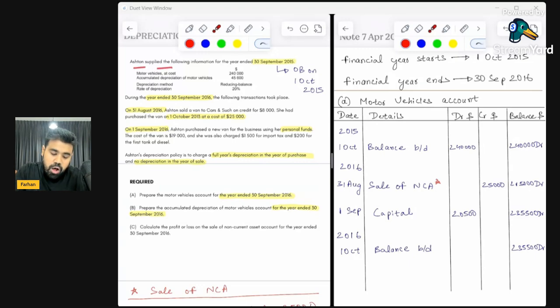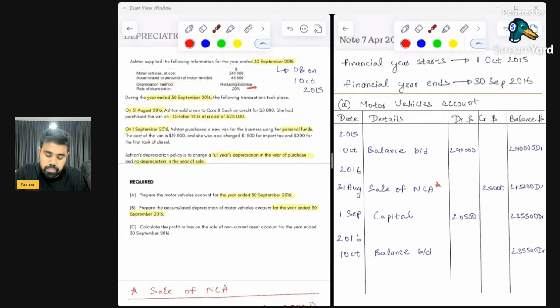Ashton supplied the following information for the year ended 30 September 2015. So, these are the balances that we are given at 30 September 2015 for the motor vehicles at cost, which is $240,000, and the accumulated depreciation of motor vehicles, which are $45,600. We know the depreciation method is the reducing balance method, and the depreciation rate is 20%.